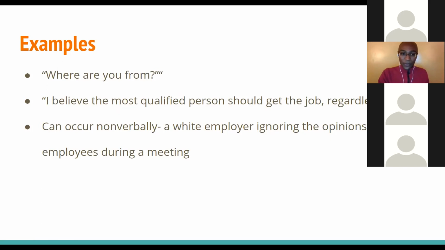Here are just some examples. One of which can be nonverbal, like let's say a white employer ignoring the opinions of Black employees during a meeting. Remember, all of these things, or most of these things, can be either verbal, behavioral, or environmental.